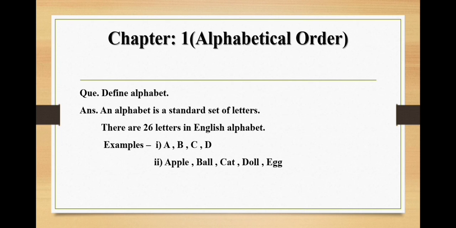Define alphabet. An alphabet is a standard set of letters. There are 26 letters in the English alphabet. Examples: A, B, C, D; apple, ball, cat, doll, egg. So students, we all know that in the English alphabet, we have 26 letters starting from A till Z. And combinations of these letters are used to make the different words that we have in the English language.